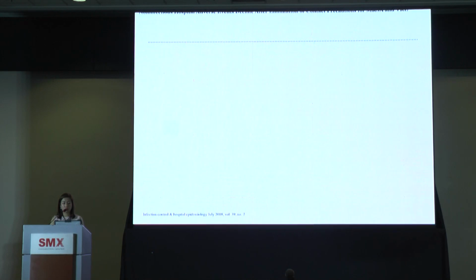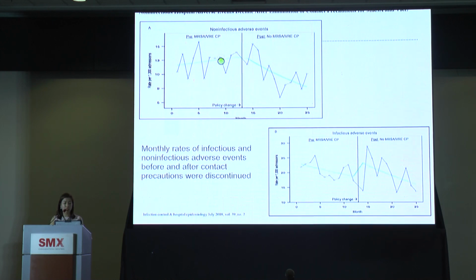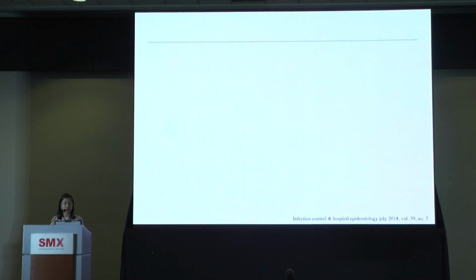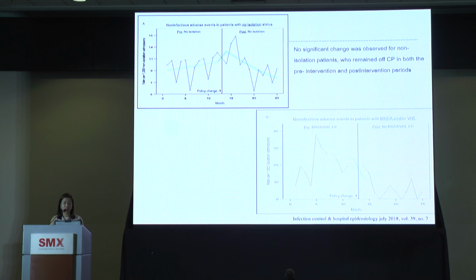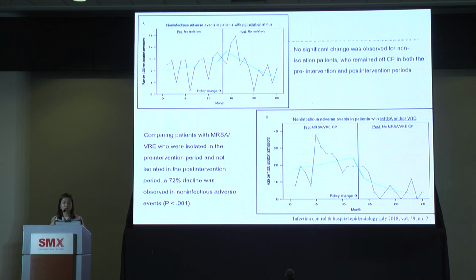To further visualize this result, this showed the non-infectious and the infectious adverse events before and after removal of contact precautions. As you can see, there is a decrease in the non-infectious adverse events without a change in the infectious adverse events. So even if you discontinued contact precaution already, there was no increase in the infectious adverse events. These figures showed that no significant change was observed for non-isolation patients who remained off contact precaution in both the pre and post-intervention periods.